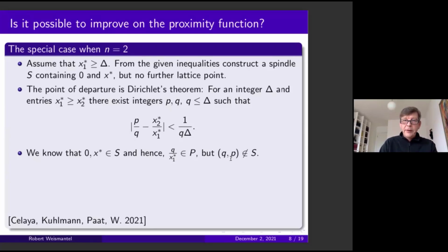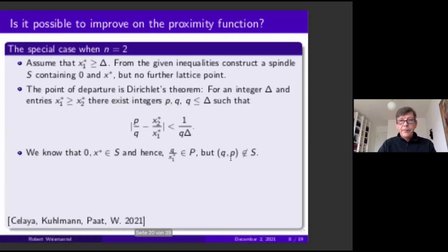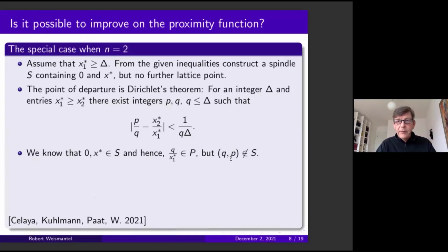Robert, yes. Now I'm confused. So q over x1 star is a number. Are we supposed to scale a vector by it somewhere? Yeah, q divided by x1 star times x star. I forgot the x star. Okay, yes, thank you, sorry. So q divided by x1 star is the scalar times x star. This is the point which is in this polyhedron. But the point q p is not in the polyhedron.